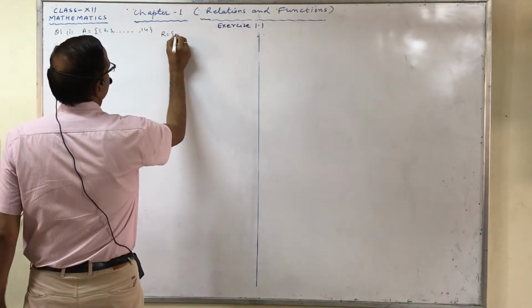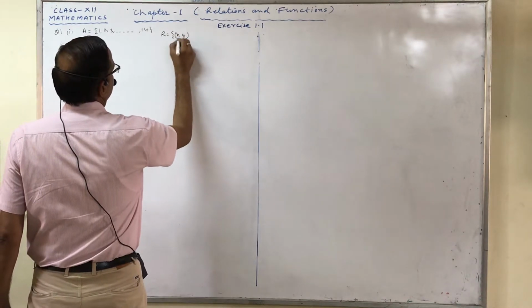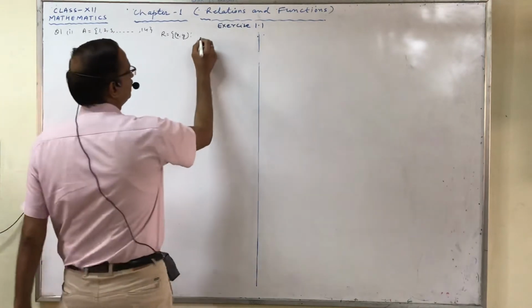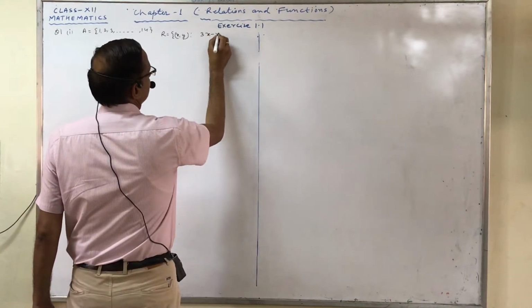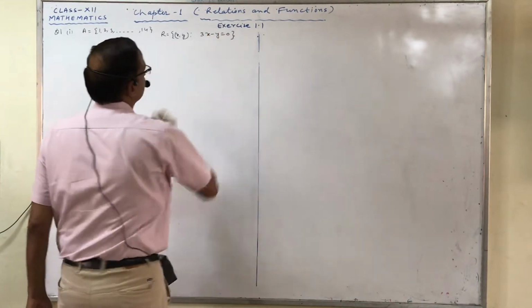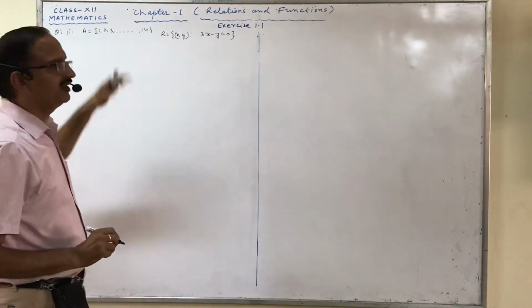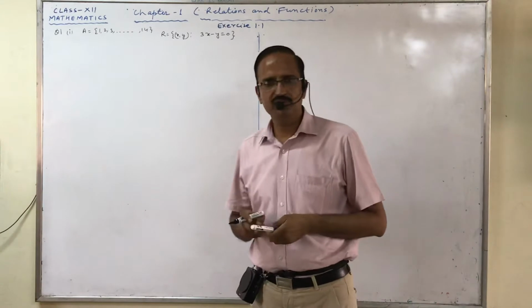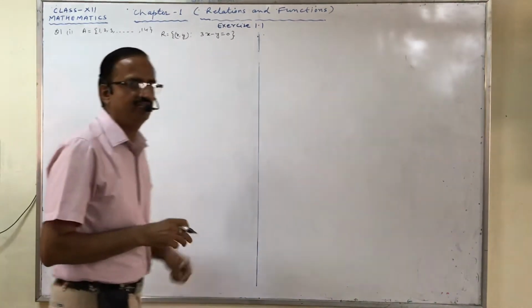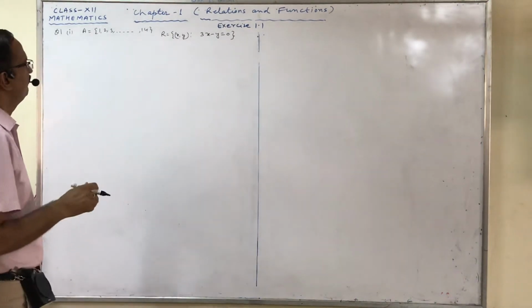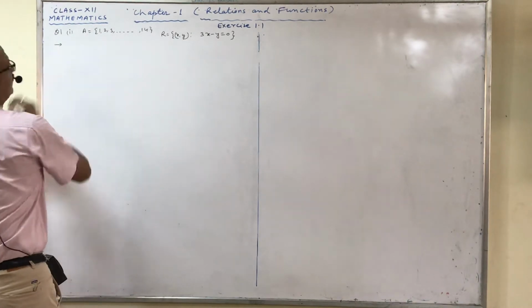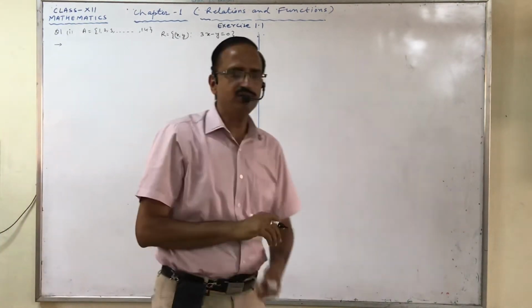R is {(x, y) : 3x - y = 0}. So this is the relation defined in this set. We have to check whether it is reflexive, symmetric or transitive. Right? So we will start with reflexive. First of all, we will check the reflexivity, whether it is reflexive or not.